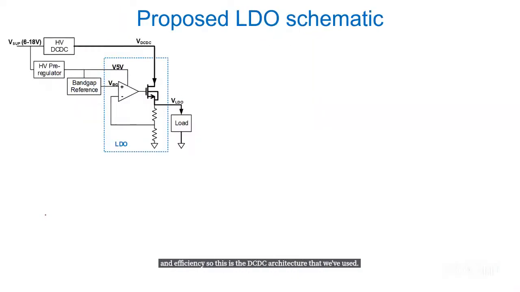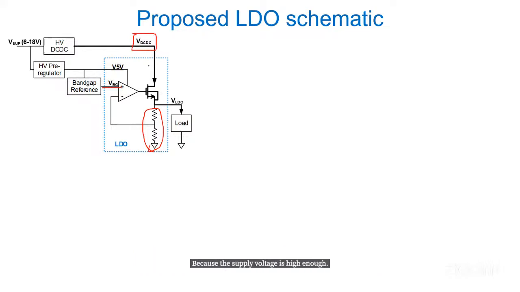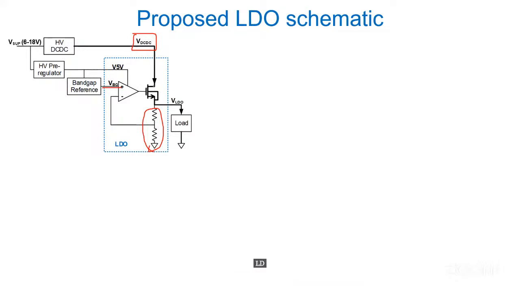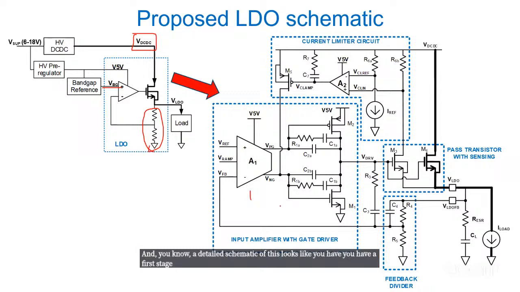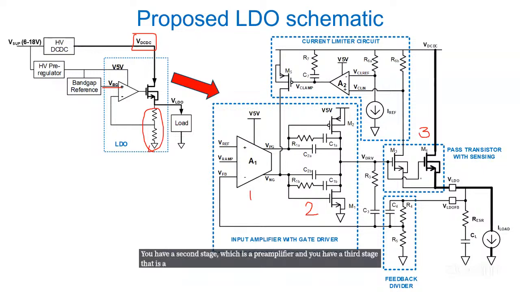On the LDO schematic, like I said, you have a simple bandgap voltage here, and this bandgap voltage gets multiplied by the ratio of resistors to give you the output voltage. Because the supply voltage is high enough, we had the luxury to use an NMOS pass transistor. The nice thing about NMOS is that the source is degenerated here, so it is much easier to stabilize this LDO than with a PMOS transistor. A detailed schematic of this looks like this: you have a first stage, a second stage, which is a preamplifier, and a third stage that is a pass transistor.